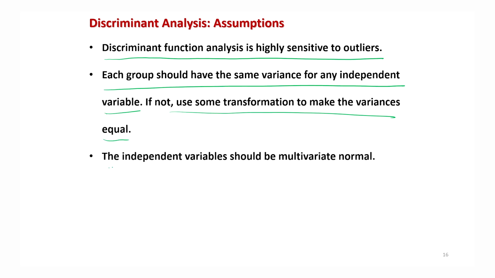The independent variables should be multivariate normal. This is a good assumption, but I will show you that we have procedures which do not depend on the multivariate normal distribution. But if you want to extend this discriminant analysis to tests of hypothesis and other aspects, then you will need the multivariate normal distribution. So it is a better option if you can assure that normality is achieved in the observations. But if not, then there is absolutely no issue. We have the Bayes procedure rule which does not depend on the form of the distribution.